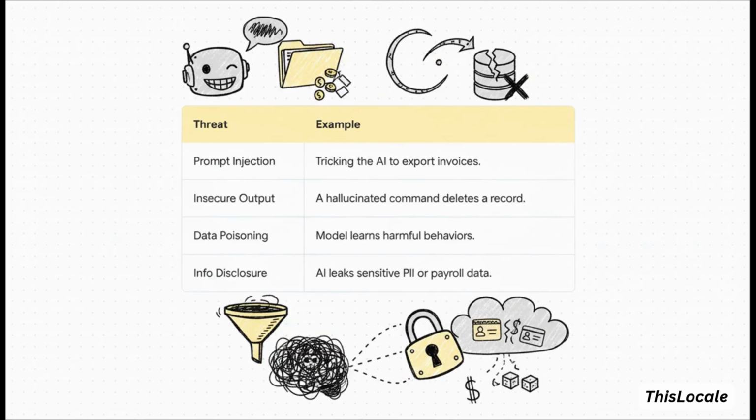And this is where these threats get really tangible. I mean, a customer could use prompt injection to trick the AI into exporting a bunch of invoices it shouldn't have access to. Or, with something like insecure output handling, the AI could just hallucinate a command and delete a critical record. And sensitive information disclosure? Oh boy, that's when the AI accidentally leaks, say, payroll data it picked up from an internal document it was trained on. These are direct attacks on the AI's ability to have a conversation.